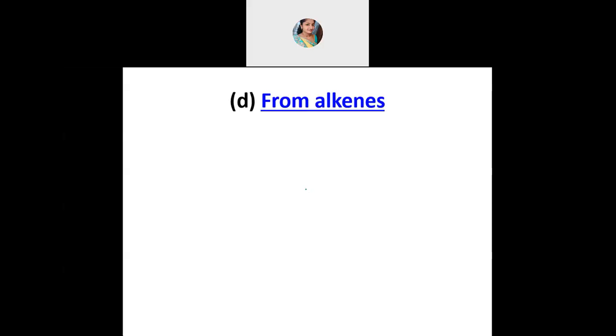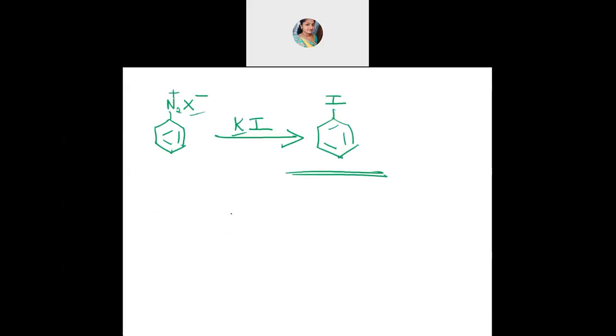Next is from alkenes. The next preparation I'm doing is from alkenes. Alkene, generally, what is an alkene? Carbon-carbon double bond, no? Alkenes are carbon-carbon double bonded compounds. X is any halogen. Here, you're asking about this X, no? This X can be any halogen. It can be chloride, it can be bromide.